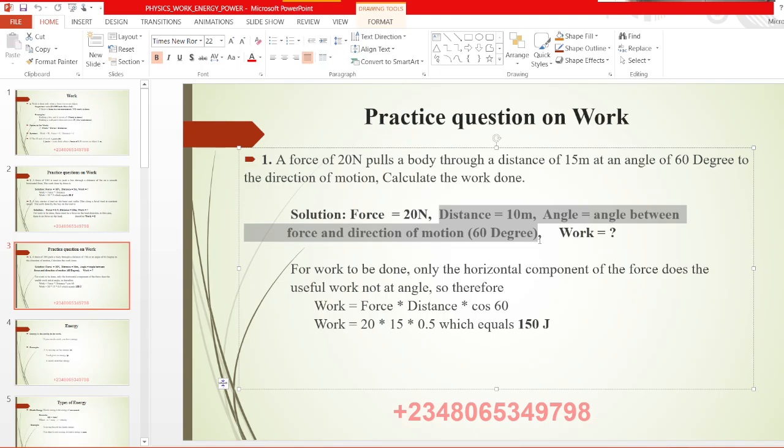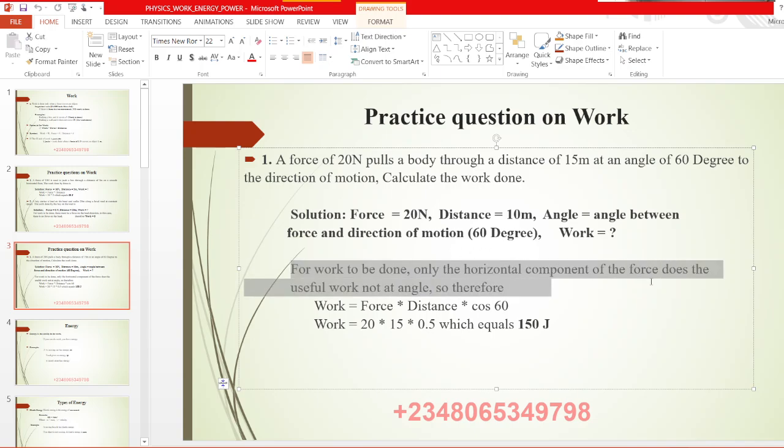Work is actually done, but then you must convert the force to be in line with the direction of the body. Yes, the body is pulled with a force of 20 newtons over a distance of 15 meters. Work has to be done, but it is at an angle. So for you to get the correct answer, you are going to use cosine of 60 degrees. For work to be done, only the horizontal component of the force does the work, not the force at the angle.